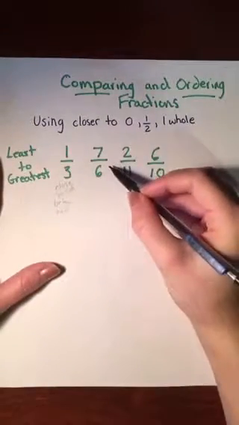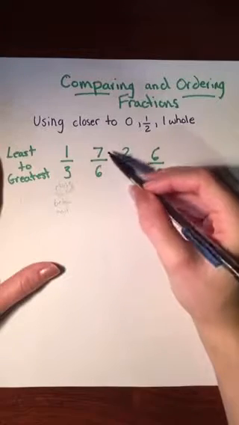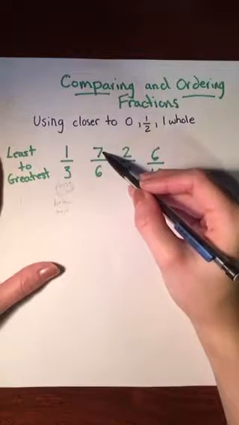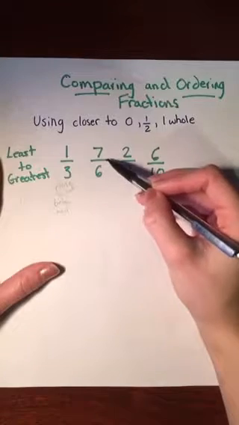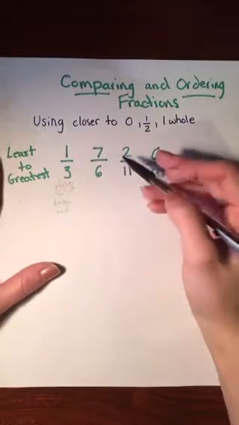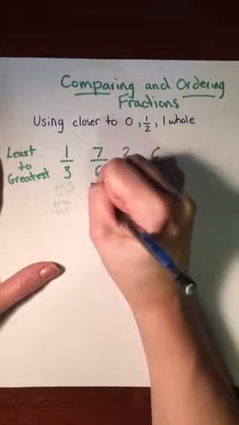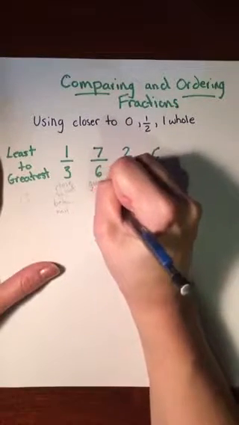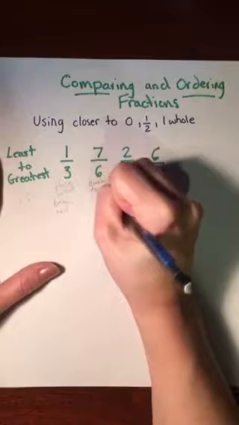Let's look at our second fraction here, 7 over 6. Because our numerator is larger than our denominator, we know it's an improper fraction. If it is an improper fraction, that means that it is greater than 1 whole.